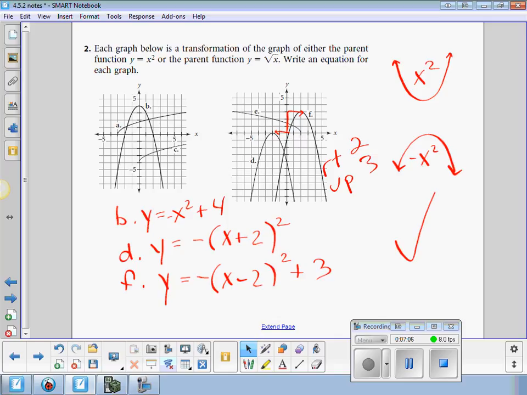Identifying the graphs by what they look like. What's weird about them? How have they moved? It's all part of the process here.